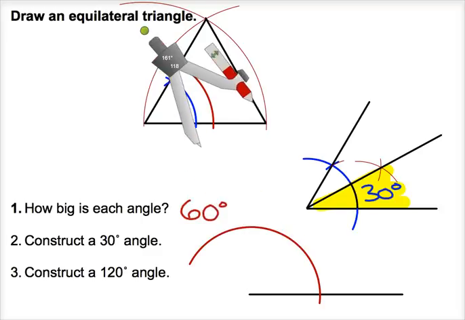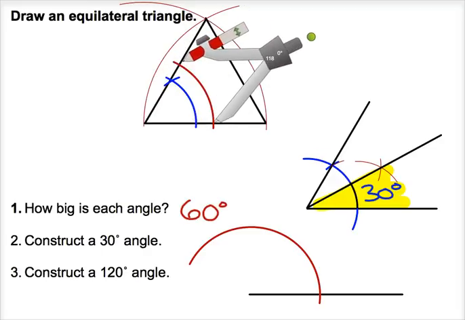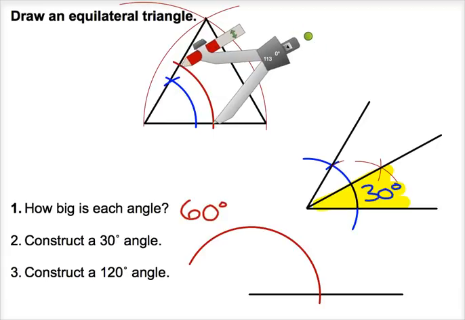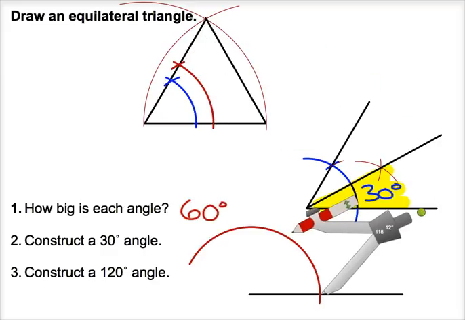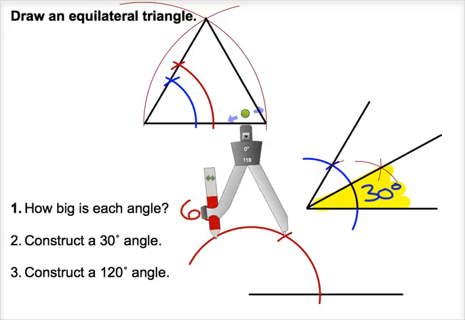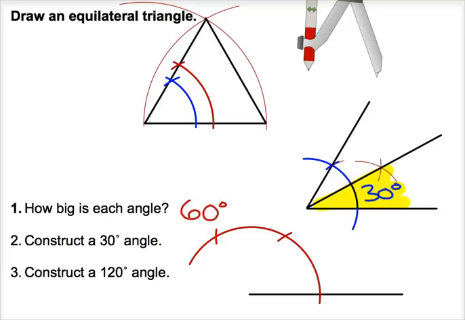Now I come back and I want to measure how big the opening is that I had for this red arc. So it looks like here's the opening for a 60-degree angle. So if I come down here, there's one mark for a 60-degree angle. If I do that again, I would get to a 120-degree angle. So now I've created 120 degrees, just by copying two 60-degree angles.